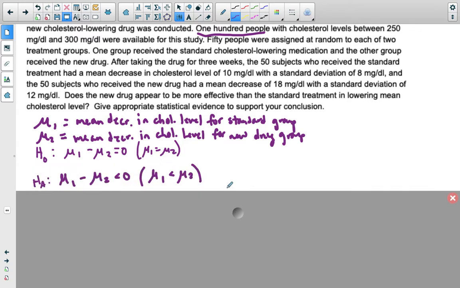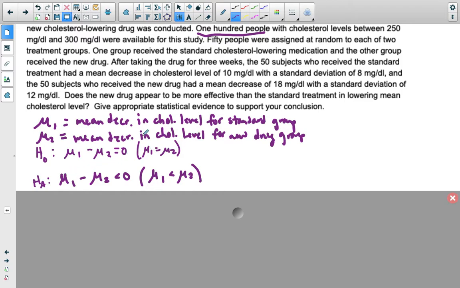Now our hypotheses. When you go into this experiment, if you are the scientist, what's your expectation? Your expectation is that, if they're both valid cholesterol reducing drugs, you would expect them to do about the same, right? So you would expect that the difference in their average reduction or decrease should be about 0. In other words, the mean decrease for the standard group should be equal to the mean decrease in the new drug group.